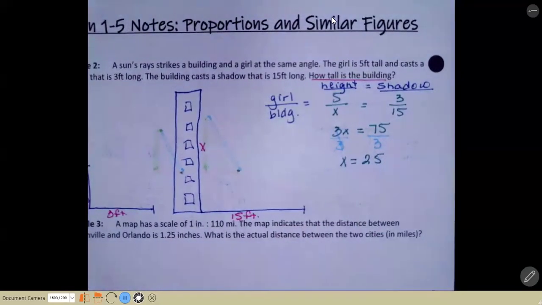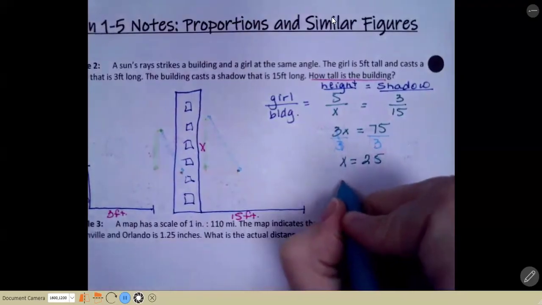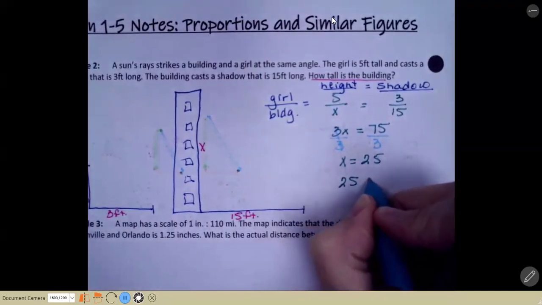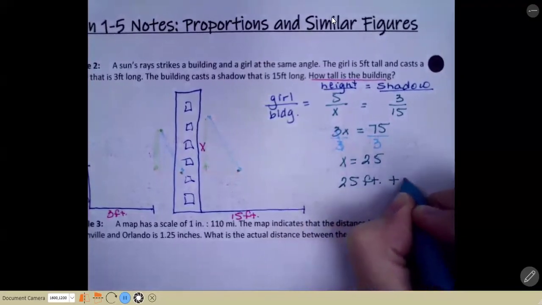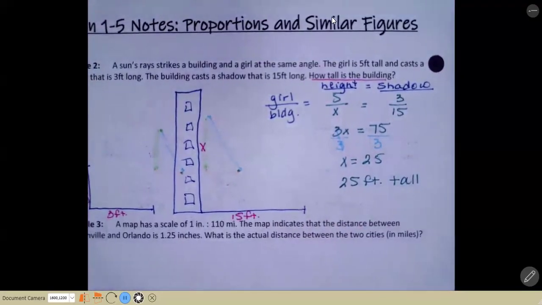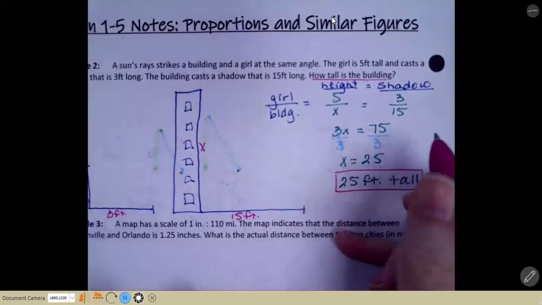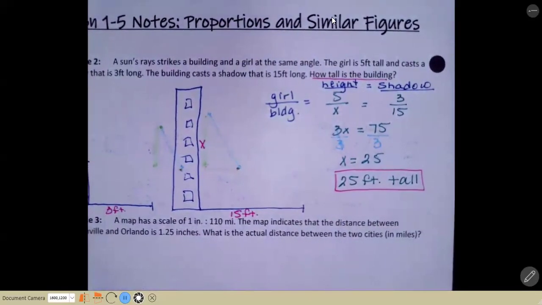Whenever we finish our answer, what do we put? Do we just put X? No, you would put, like, 25 feet tall. You don't put equals. I mean, you could if you wanted. You could put X equals 25 feet tall if you wanted to. Can somebody tell me another way? Okay, I see. Hold on just a second. I'm going to answer some questions.